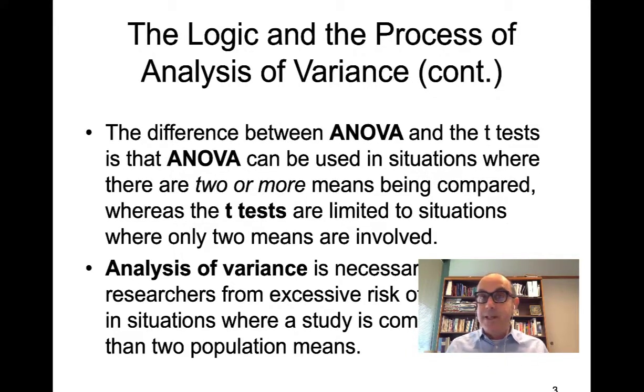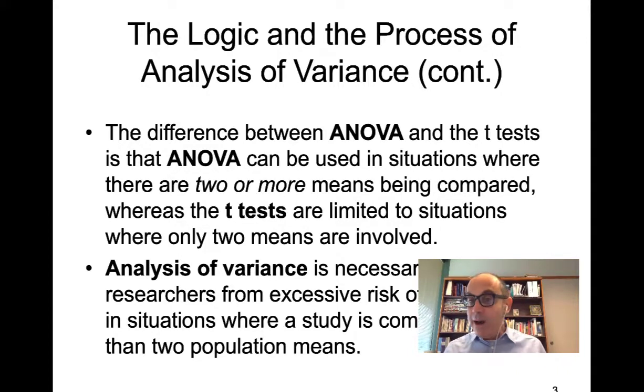The difference between ANOVA and the t-test, and this is important, is that ANOVA is used where two or more means are being compared. That is the difference from a t-test, which is limited to only two means. ANOVA allows us to compare more than two in order for us to analyze.